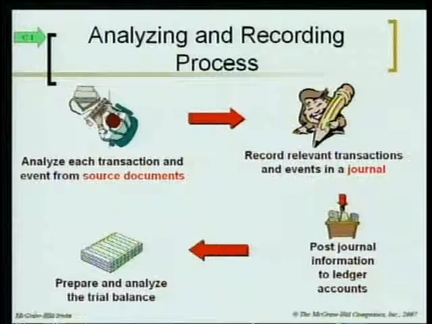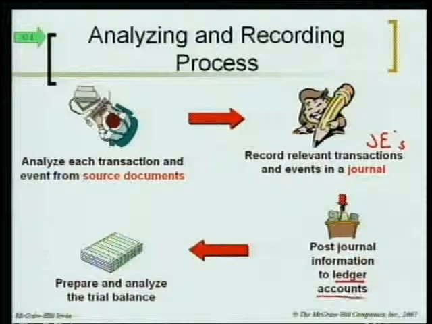We analyze each transaction event from source documents. Again, receipts, invoices, bills of lading, receiving reports, checking statements. Then we record the relevant transactions and events in a general journal. And this is actually where you do your JEs. Then we post that information to the ledger accounts. This is where you're doing your T accounts. Then we prepare and analyze what is called the trial balance.